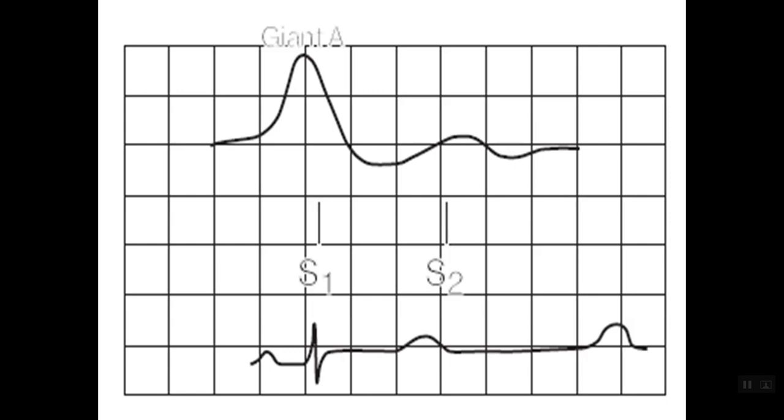This is a giant A wave. Where does it happen? Tricuspid stenosis, severe pulmonary stenosis can happen. You see how high it is?